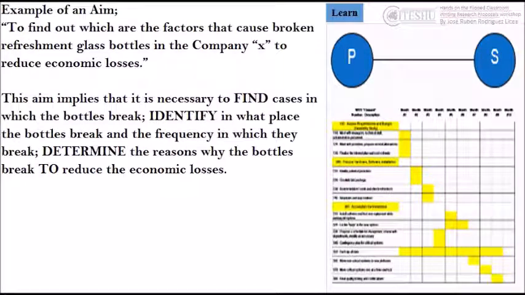Example of an aim: to find out which are the factors that cause broken refreshment glass bottles in the company X to reduce economic losses. This aim implies that it is necessary to find cases in which the bottles break, identify in what place the bottles break and the frequency in which they break, determine the reasons why the bottles break to reduce the economic losses.